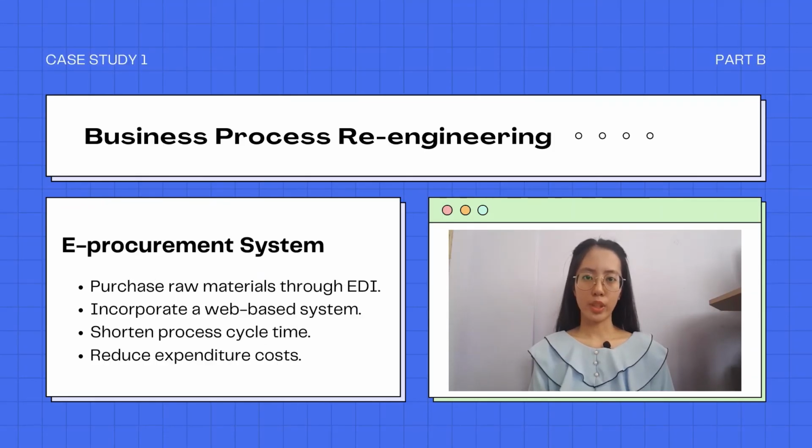Under the business process re-engineering, a business can implement the e-procurement system to acquire raw materials via electronic data interchange, or EDI. The e-procurement system incorporates a web-based system to shorten the process cycle time and reduce expenditure costs.